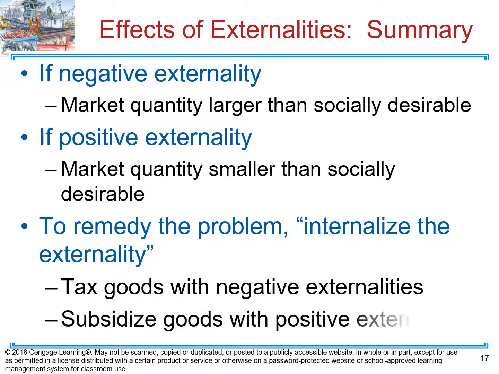If there's a negative externality, the market quantity is larger than socially desirable. If there's a positive externality, the market quantity is smaller than socially desirable. To remedy the problem, internalize the externality. You can tax goods with negative externalities and subsidize goods with positive externalities.